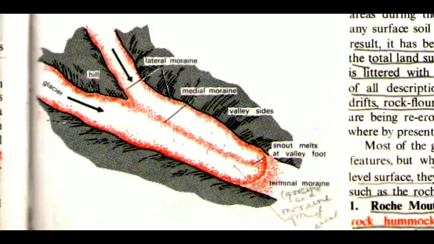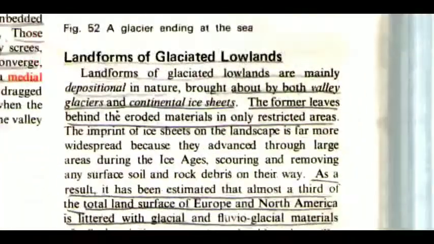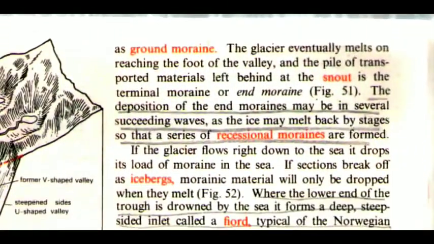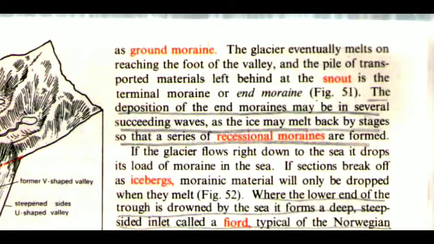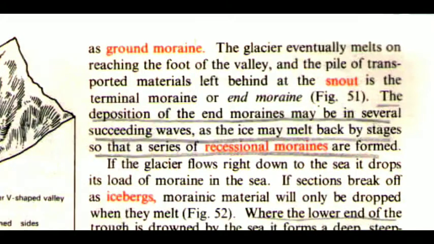You see the figure 51 as ground moraine. The glacier eventually melts on reaching the foot of the valley, and the pile of transported materials left behind at the snout is the terminal moraine or end moraine. The deposition of the end moraines may be in several succeeding waves, as the ice may melt back by stages so that a series of recessional moraines are formed.